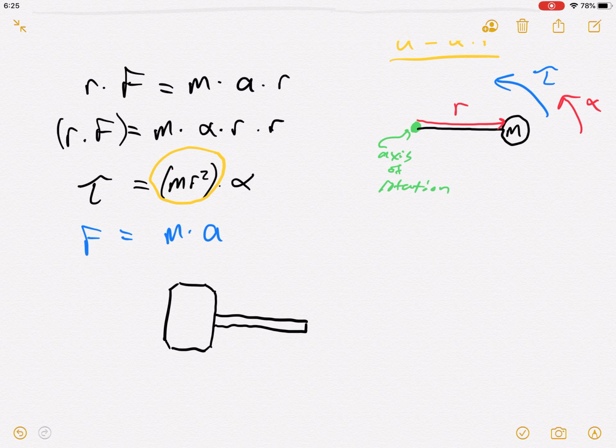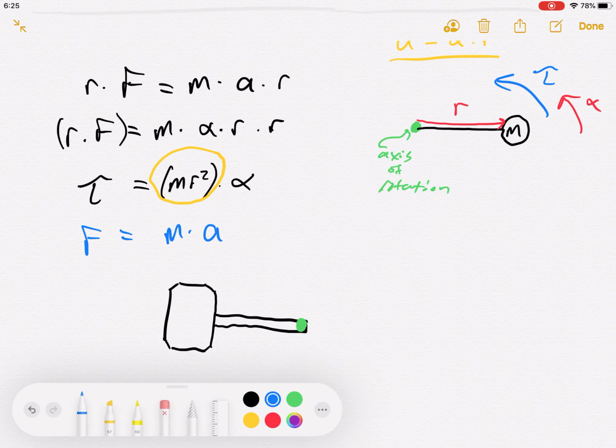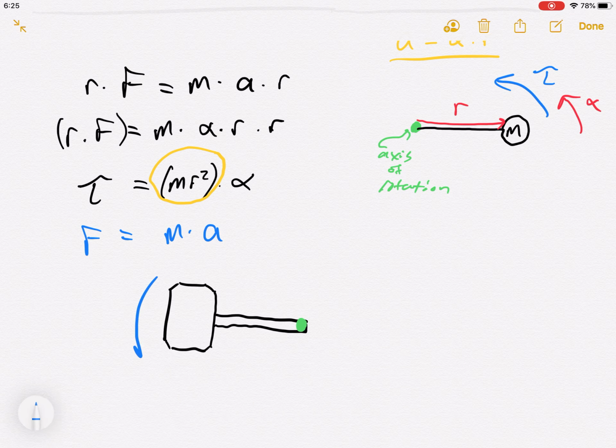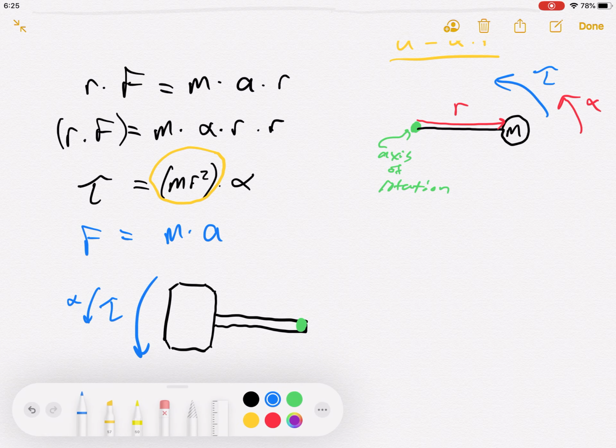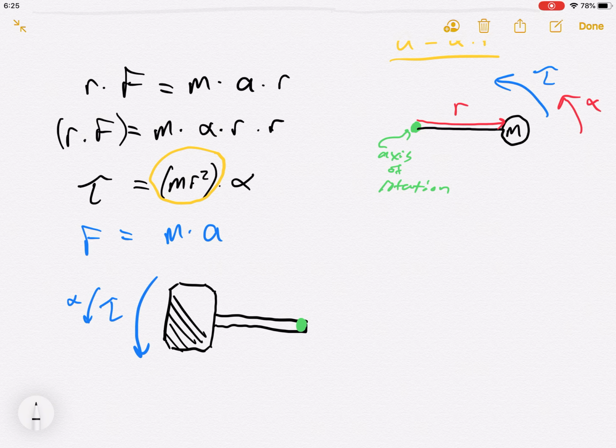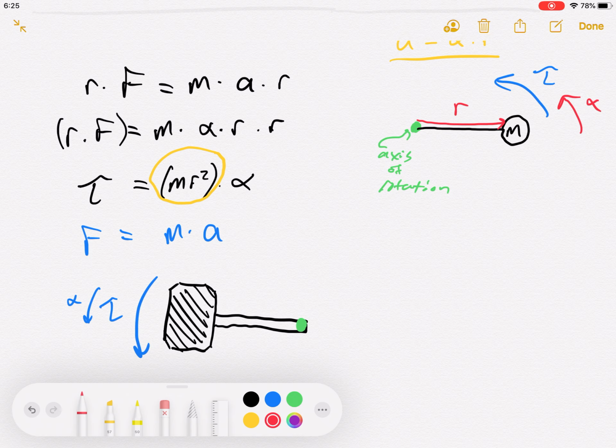So if I try to rotate this hammer about this axis, and I apply some torque to this, let's apply a fixed torque, I'm going to get a pretty small acceleration out of that, because all of the mass of this hammer, or almost all of the mass, is sitting right here, at a distance r from this, right?